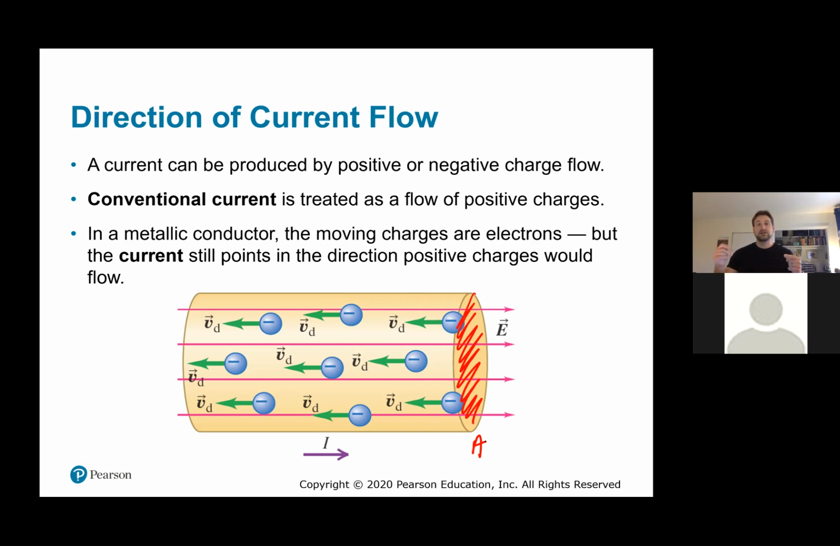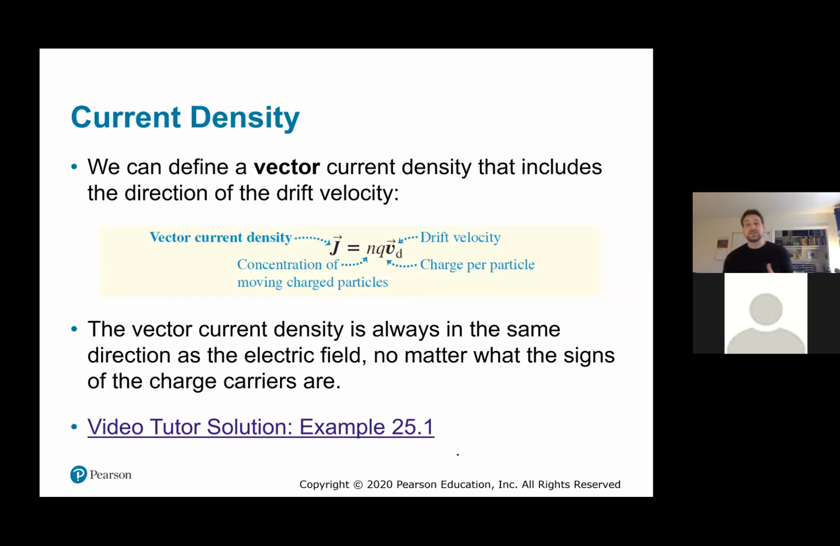And we could talk about current per cross-sectional area. So like the cross-sectional current density. How much current per unit cross-sectional area. We keep using this, like how much of a thing per something else. We did that all for units. So we'll do that again here. I'd like to define current density. I'd like to define it as a vector so that it points in the same direction as the electric field.